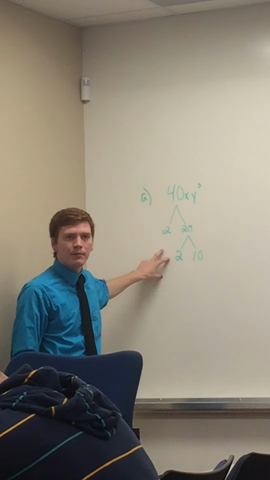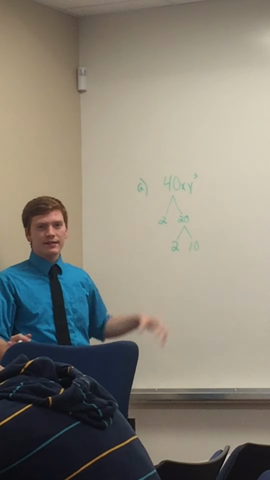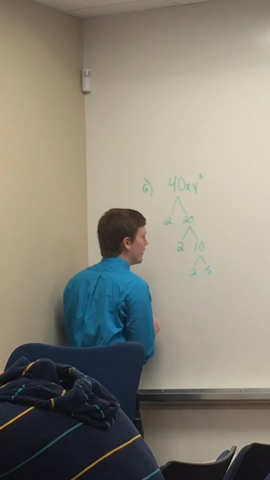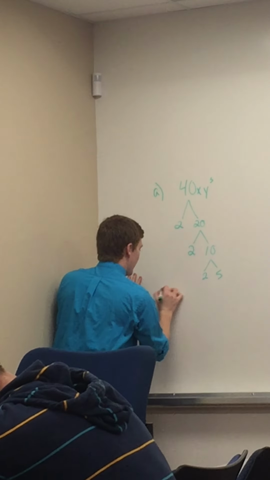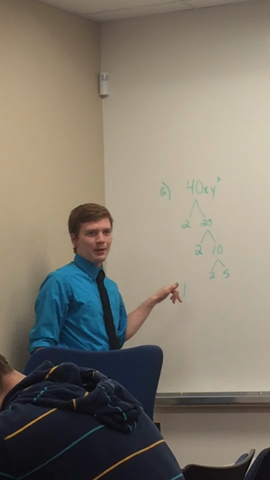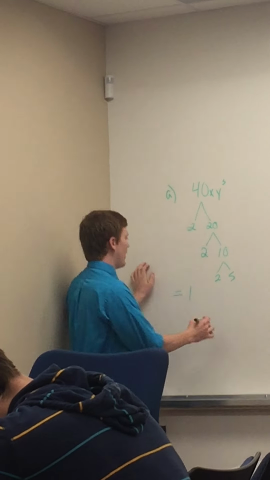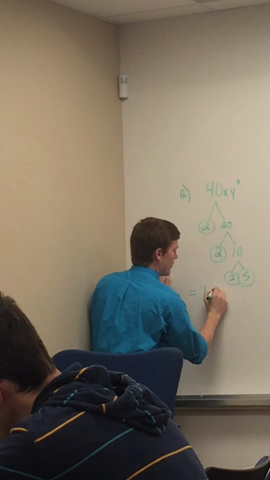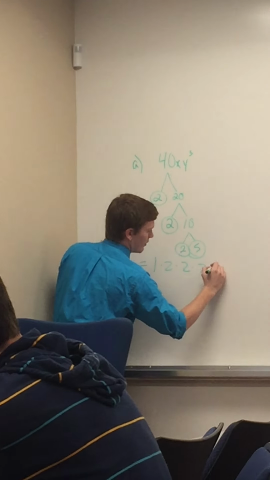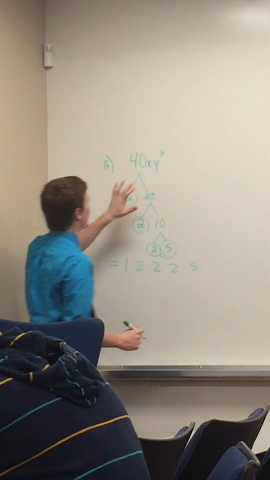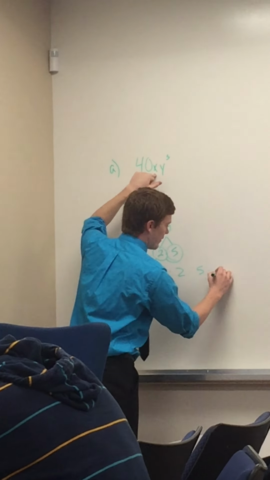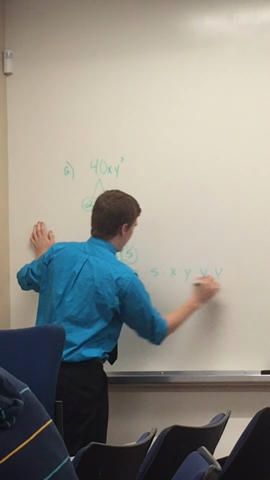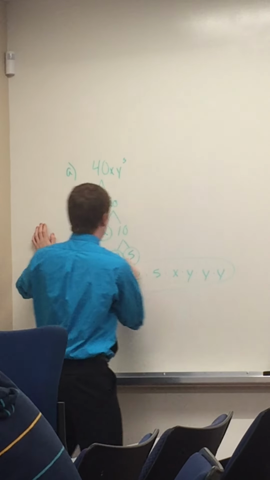So we got 2 prime numbers here. And then we have 10, that's not a prime number, so we got to go one more time to 2 and 5. And then don't forget about our variables. When I say factor completely, remember I want that 1 there. Your answers are going to be on the outside of the trees. So 2 times 2 times 2 times 5. Then our variables, we have 1x, and then we have 3y's. So that's our factored form for that one.